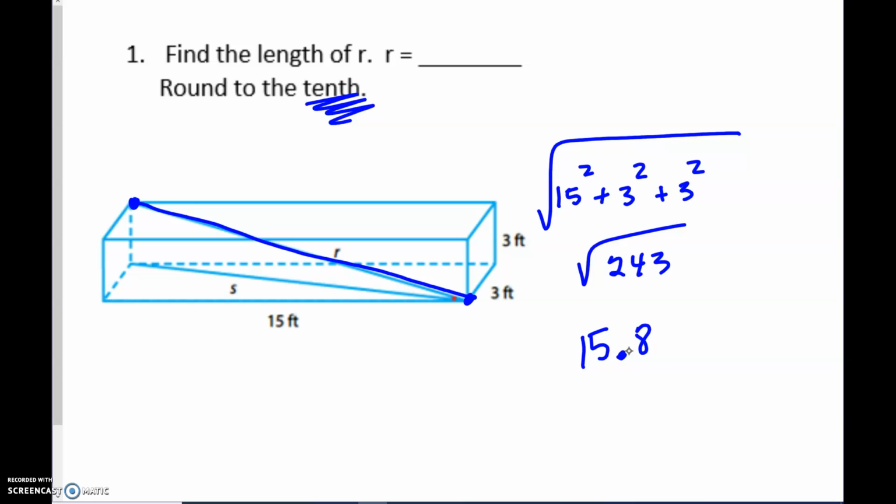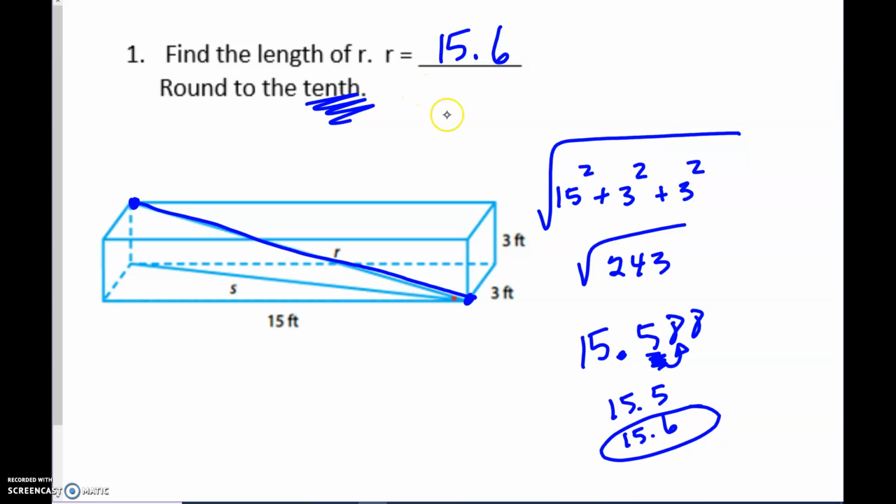Oh, not 15.8, that's wrong. This rounds to 15.588, so we're rounding to this place. It's either going to stay 15.5 or go up to 15.6. We look at this number right here, and because that's an 8, that's going to go up. So 15.6 is the answer we're looking for here with your label of feet.